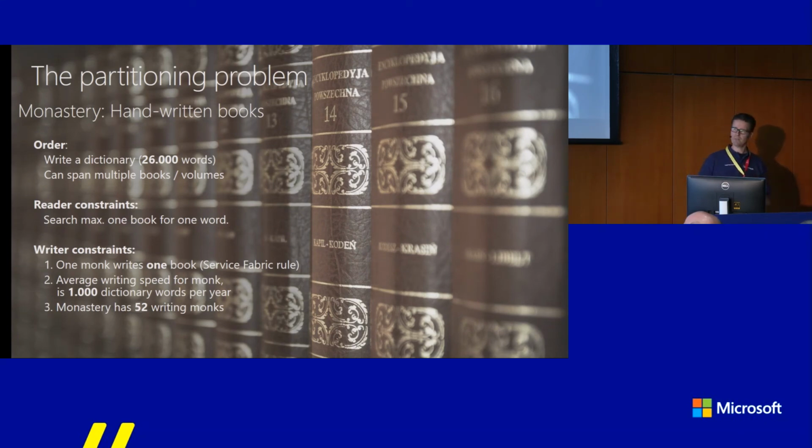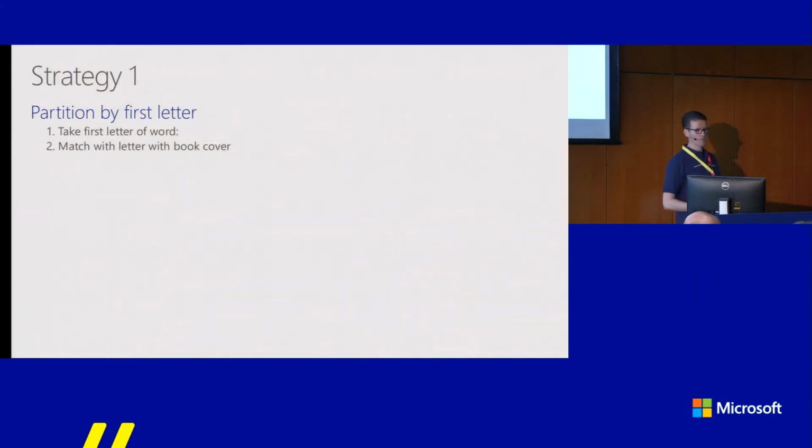Okay, now let's look at a bunch of strategies we can use to divide those words across the monks. So the first strategy would be to partition by the first letter. So you take the first letter of a word, let's take cloud, that's the C, and you match that C on the cover of the book, you know in which book to find it.